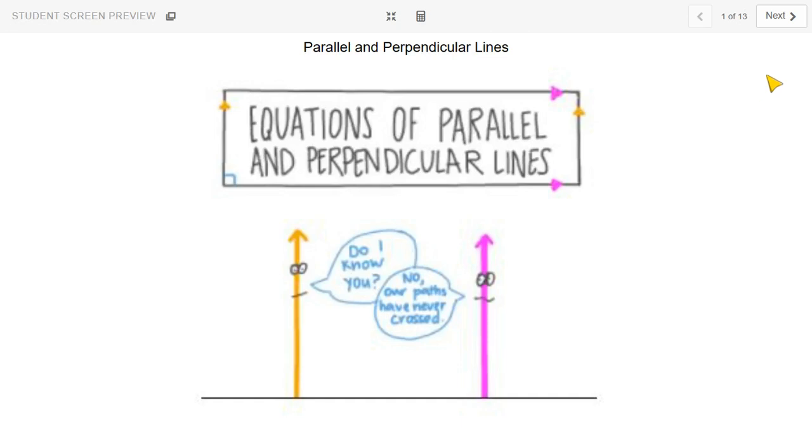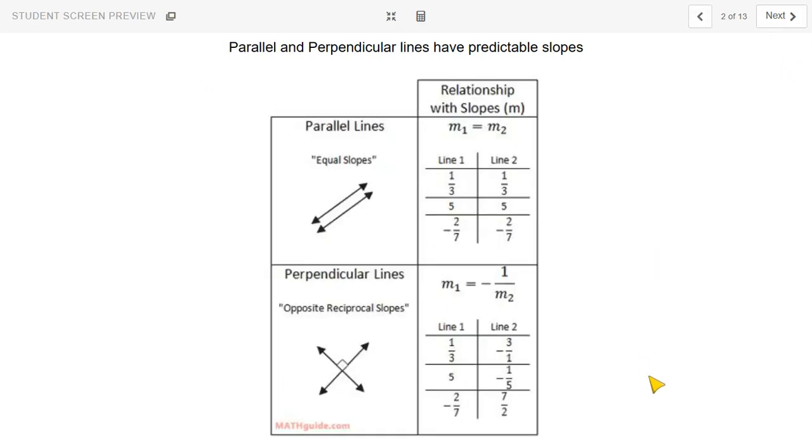Parallel and perpendicular lines. Parallel lines and perpendicular lines have predictable slopes. A parallel line means the line is going in the same direction. If I've got parallel lines, then the slope will be exactly the same. The only difference would be the y-intercept.